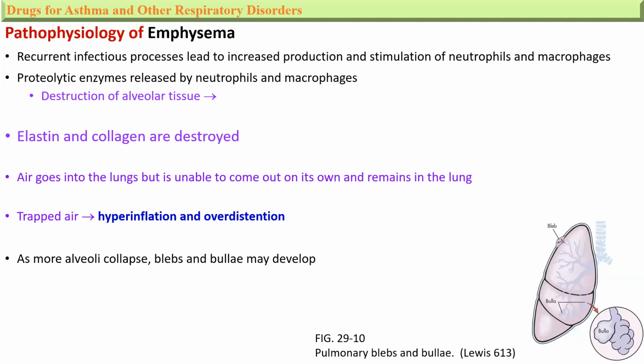Air goes into the lungs, but it's unable to come out on its own and remains inside the lungs. This causes the bronchioles to collapse. The third change is the trapped air, which is the hyperinflation and overdistension of the alveoli.